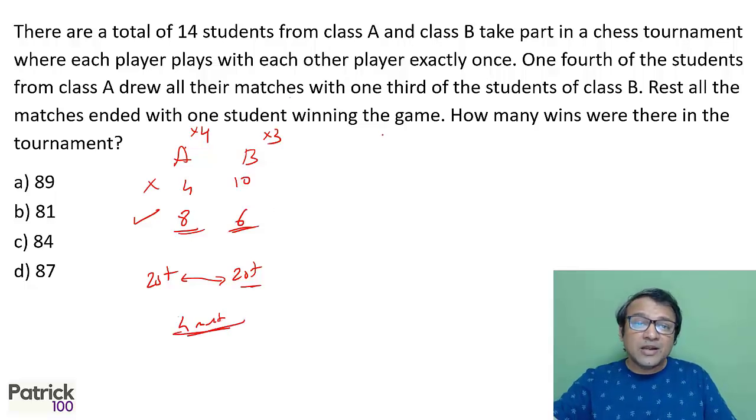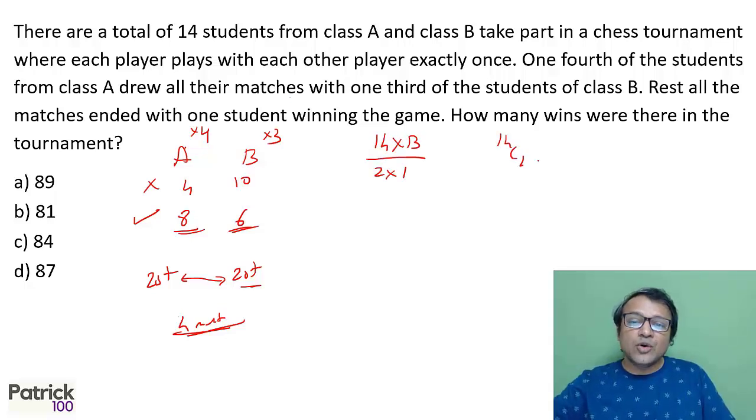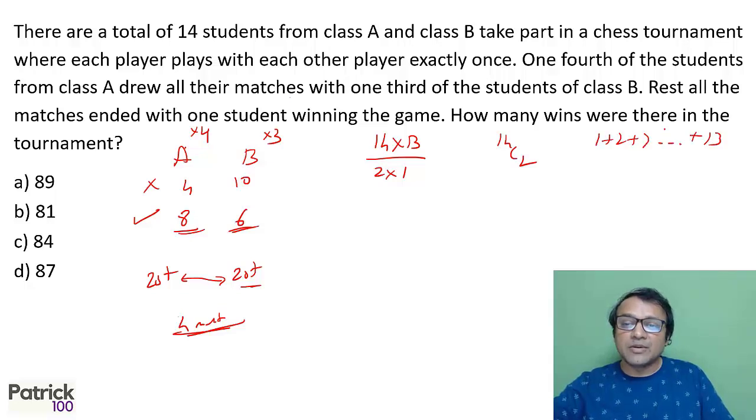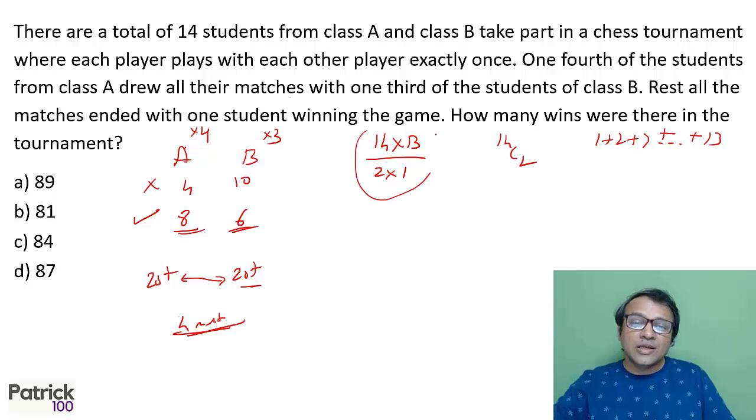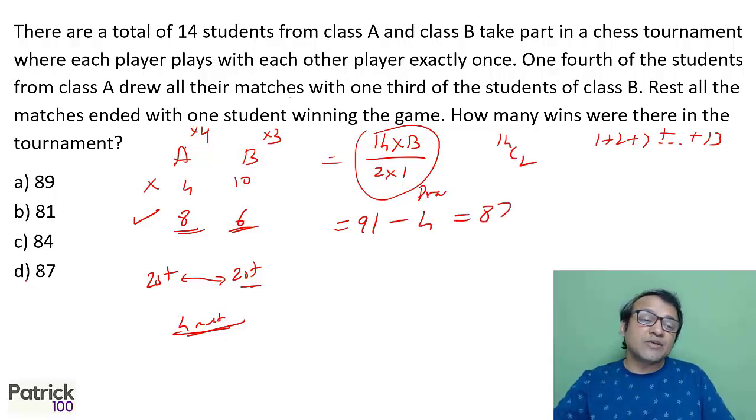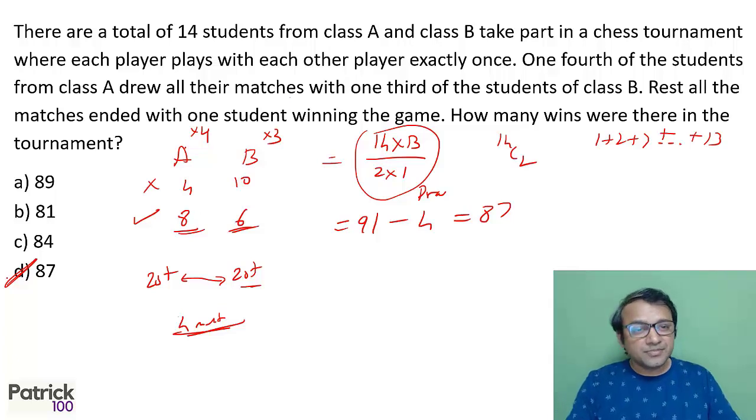Total how many matches were played? 14 into 13 upon 2 into 1. You can say it is 14C2, or you can say 1 plus 2 plus 3 up to 13 matches being played. Either way you get 14 into 13 upon 2 into 1, which is 91 matches played. From that 4 matches are drawn. So what is left is 87 matches which are win and loss. D option.